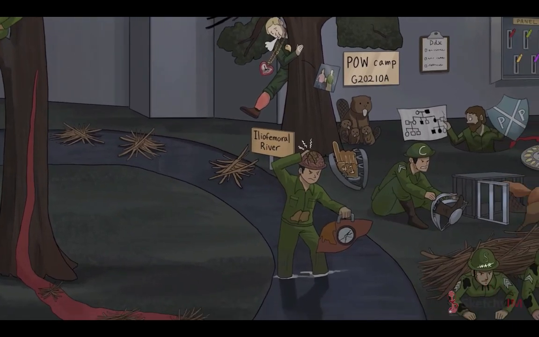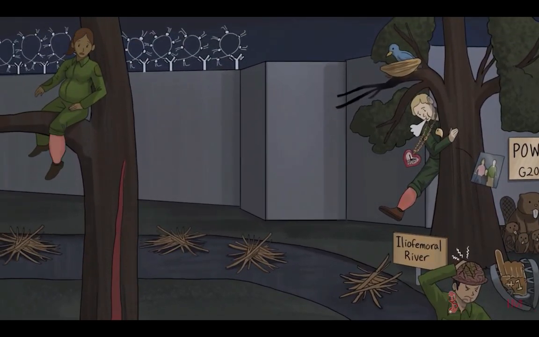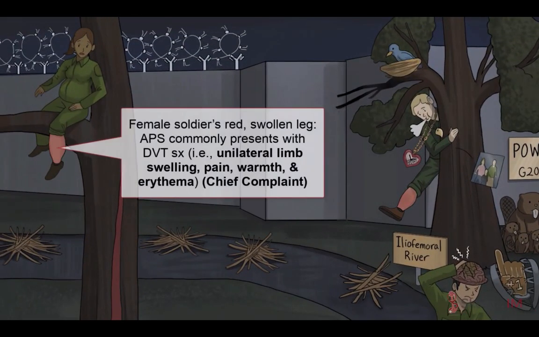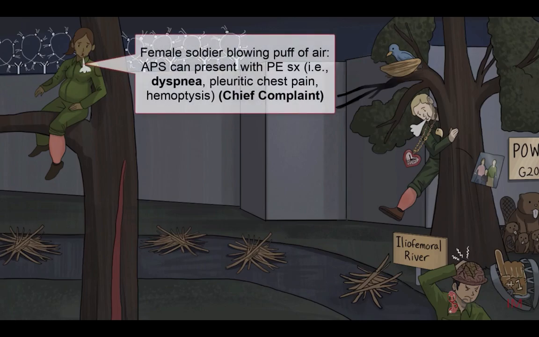Even though antiphospholipid syndrome can cause arterial thrombi, venous blood clots are still more common. The venous thrombi caused by antiphospholipid syndrome are just like the ones caused by any other hypercoagulable disorder. Once again, this means unilateral swelling, pain, warmth, and erythema of the affected extremity, which is usually a leg. And just like the other hypercoagulable disorders, where there are DVTs, there can be PEs.